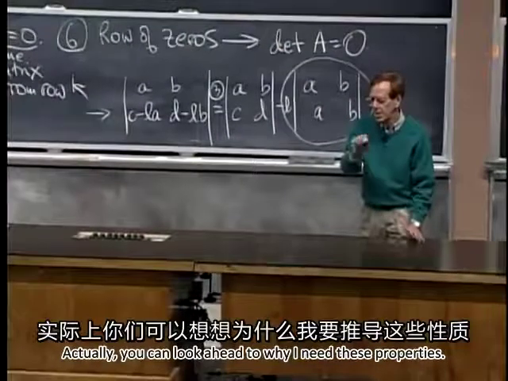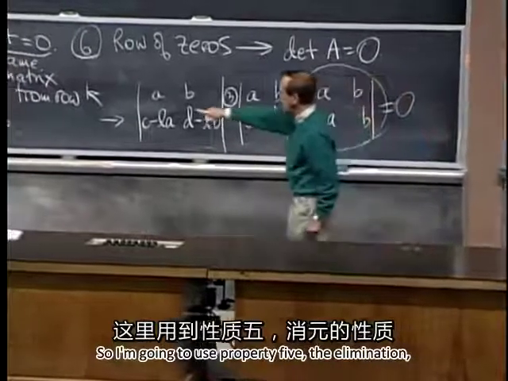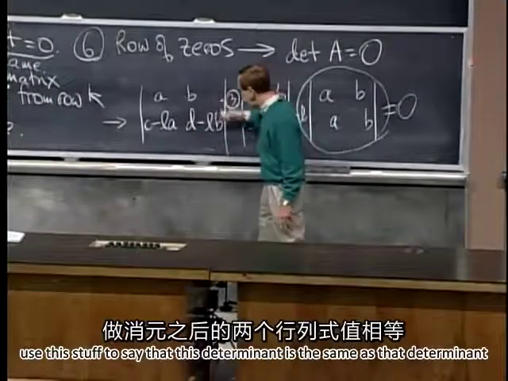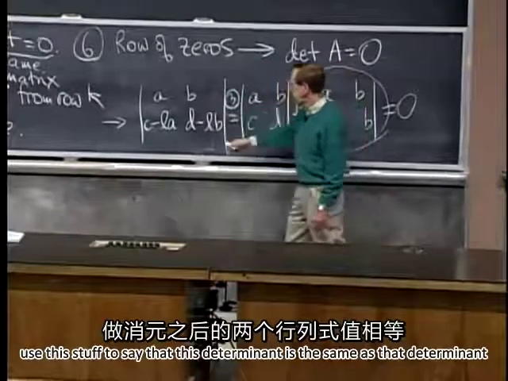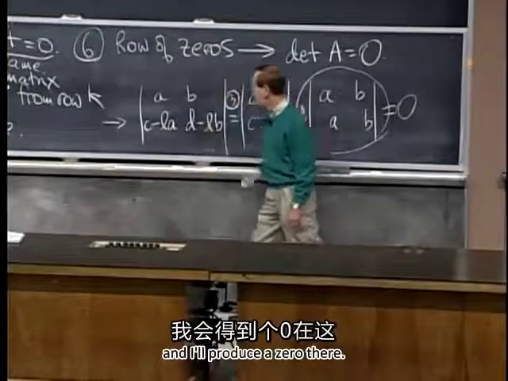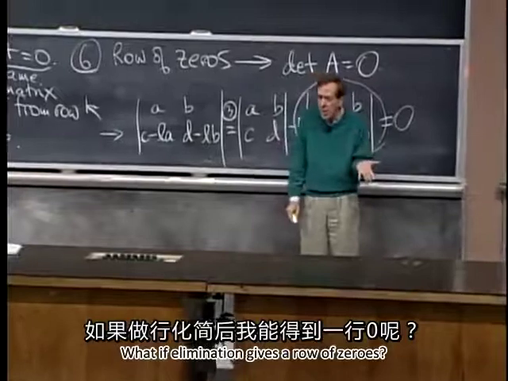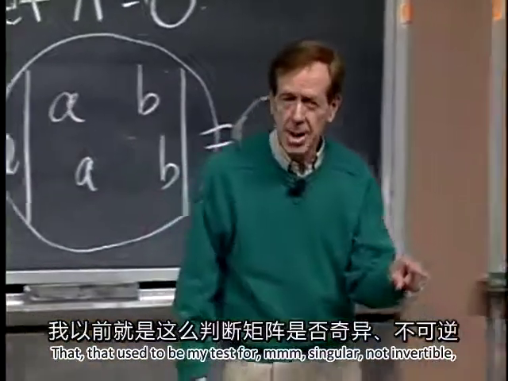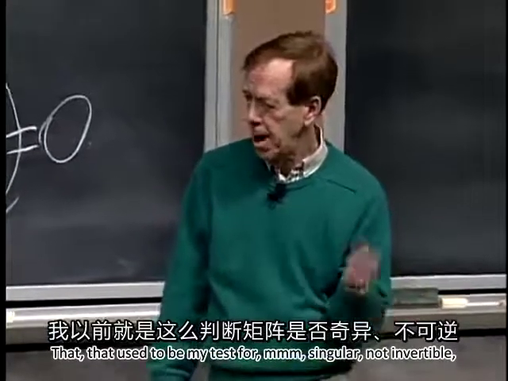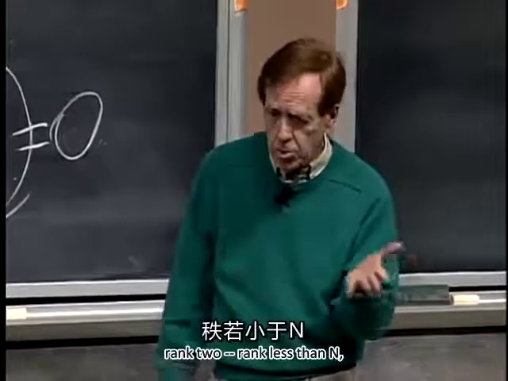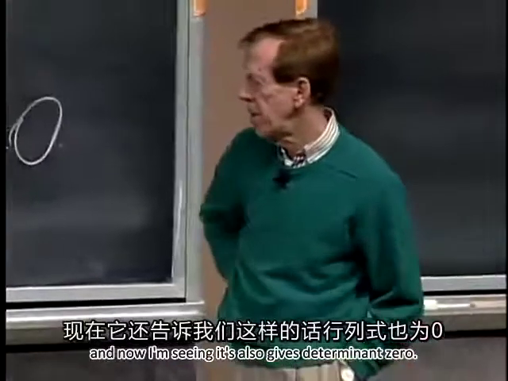Actually, you can look ahead to why I need these properties. So I'm going to use property 5, the elimination, use this stuff to say that this determinant is the same as that determinant, and I'll produce a 0 there. But what if I also produce a 0 there? What if elimination gives a row of zeros? Then that used to be my test for singular, not invertible, rank less than n. And now I'm seeing it also gives determinant 0.